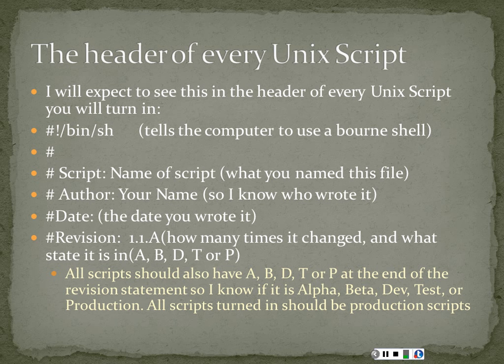So all scripts should have A, B, D, T, or P at the end of the revision statement. So I know if it's alpha, beta, dev, test, or production. The only thing I will grade is a production script. That means it has to be fully debugged. What is the D for? Dev. It's in development. Okay. And then T is test. And again, I will take a look at scripts and not grade them all the way through. But if you turn in a production script, that's the final copy that I'll grade, right? But I will take a look at any one of your scripts up to that production point.